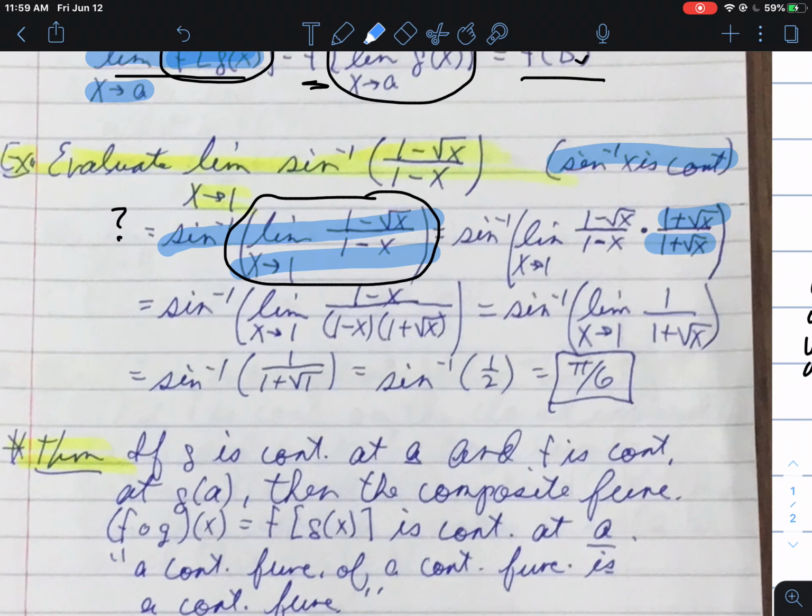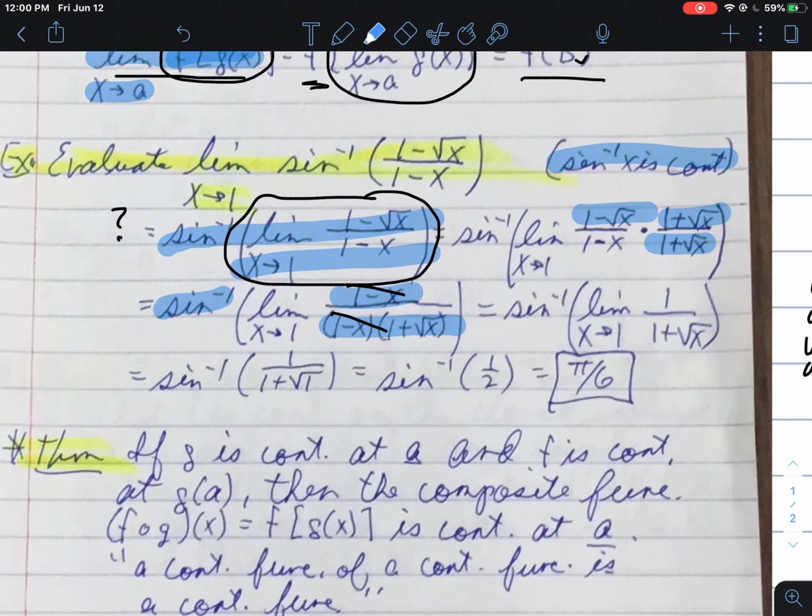I then end up with 1 minus square root of x times 1 plus square root of x, so we get a difference of squares, which would be 1 minus x. And then the denominator is 1 minus x times 1 plus square root of x. But remember, our whole purpose for that rewriting was to hopefully eliminate that factor that was causing the problem with direct substitution. So I got rid of the 1 minus x. Now I still have that inverse sine on the outside. Don't lose this guy. I'm evaluating this limit, but the inverse sine is still on the outside.